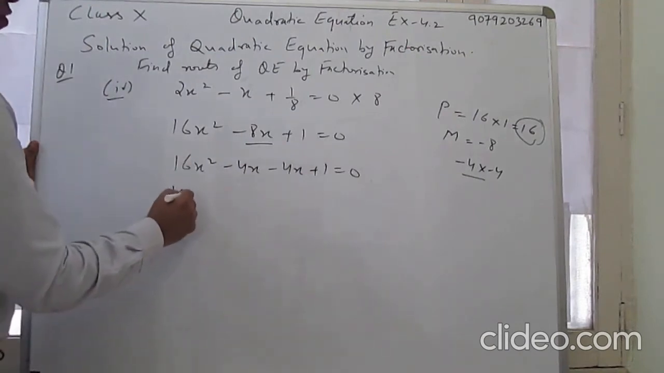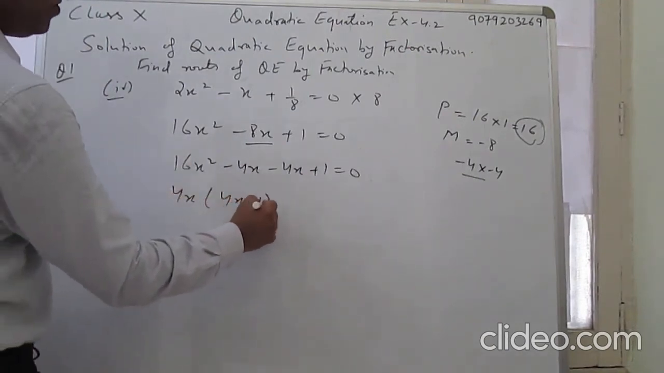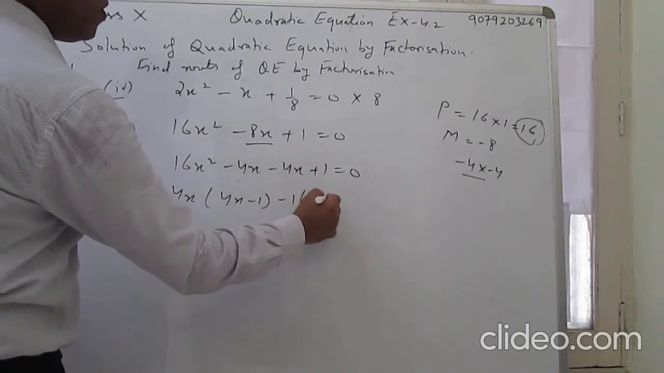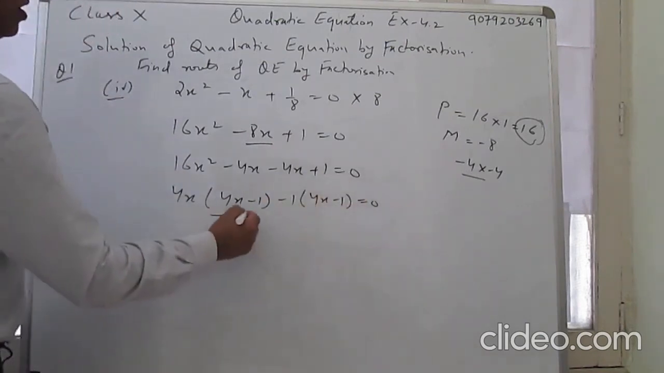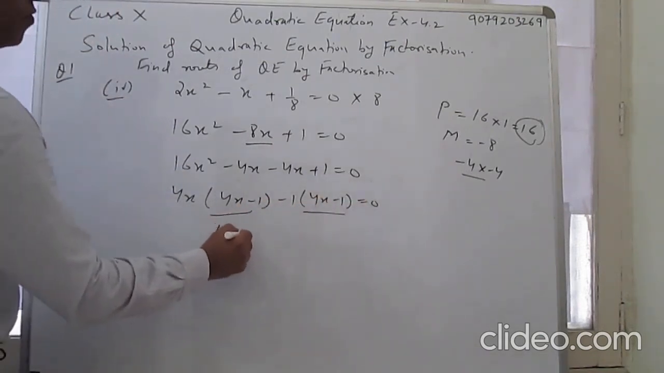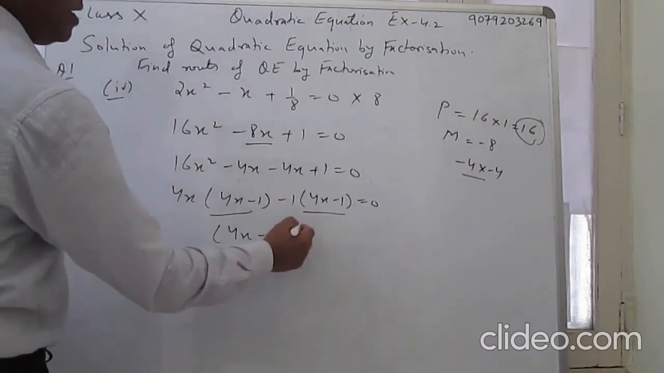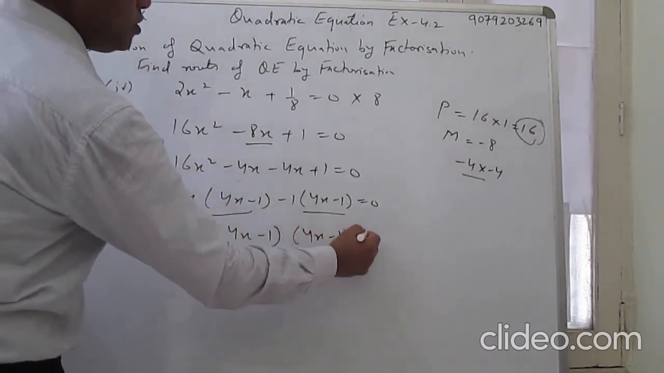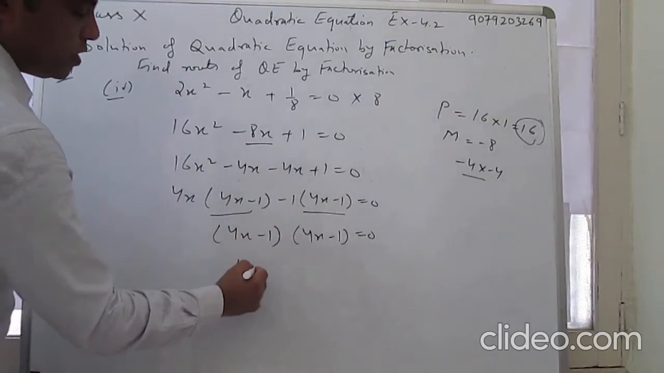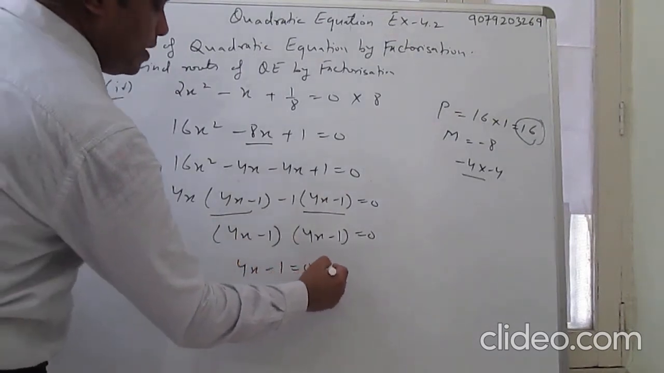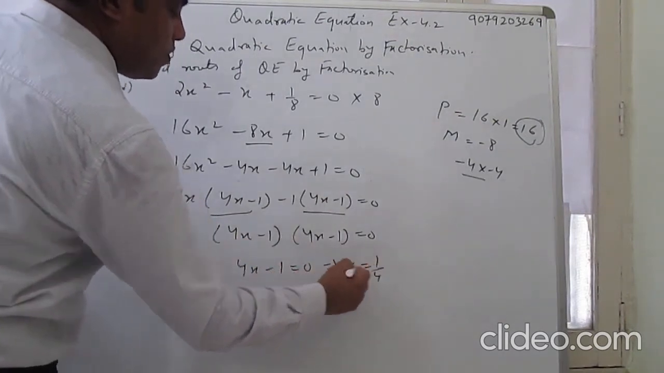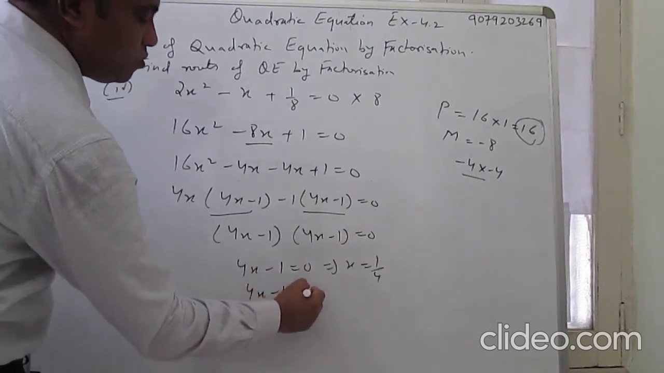You can take 4x common: 4x into 4x minus 1, and minus 1 common, minus 1 into 4x minus 1 is equal to 0. This bracket is again common, 4x minus 1, and in the other bracket 4x minus 1 is equal to 0. So 4x minus 1 is equal to 0, which implies x is equal to 1 by 4. Again 4x minus 1 is equal to 0.